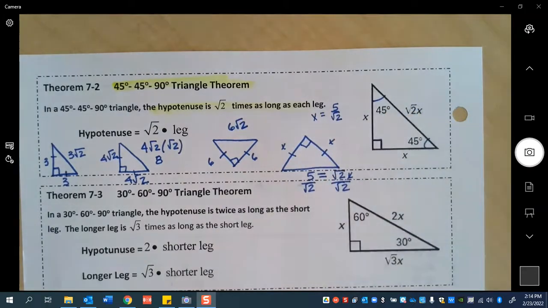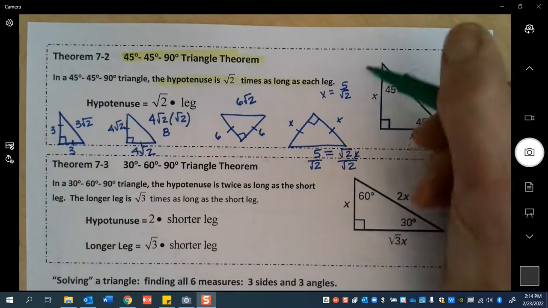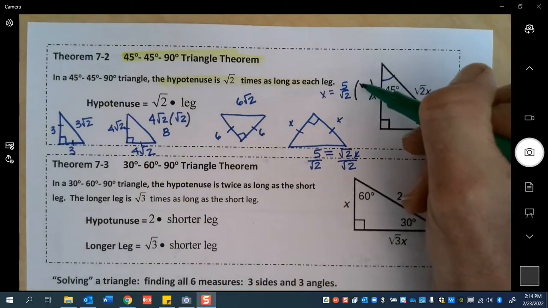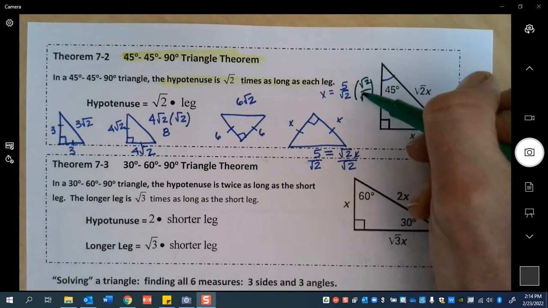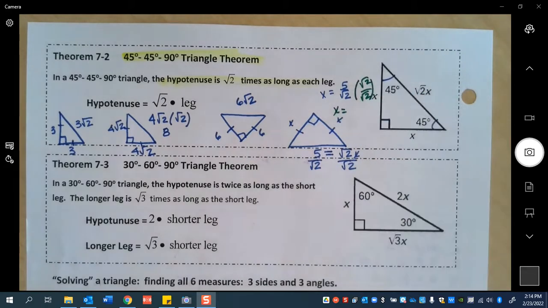Am I allowed to leave a fraction looking like that? How come? What's the matter with that fraction? I can't have an irrational number in the denominator, so I'm going to do this to it. What does that give me for my x value?